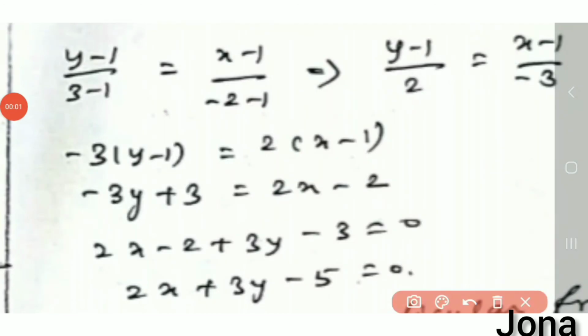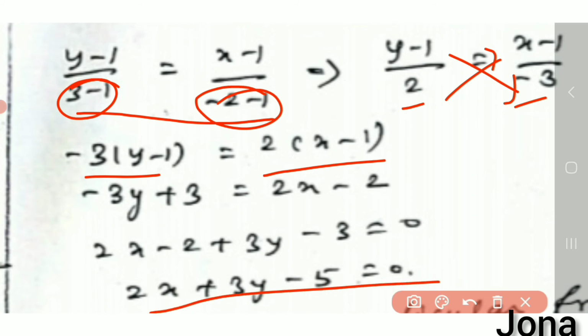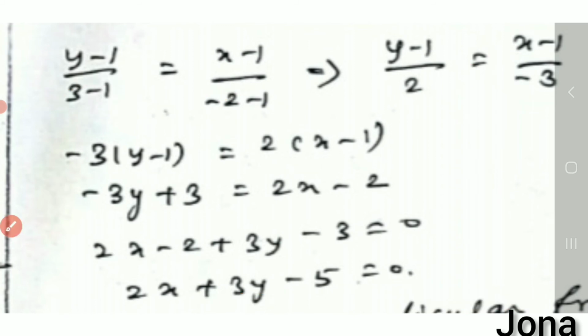Now substitute everything here. So we have y minus 1 by 3 minus 1 equal to x minus 1 divided by minus 2 minus 1. Simplify this: 3 minus 1 is 2 and minus 2 minus 1 is minus 3. And then we can cross multiply so that we have minus 3 into y minus 1 equal to 2 into x minus 1. Then remove the brackets and take everything to the left hand side. If you simplify everything, we got 2x plus 3y minus 5 equal to 0.